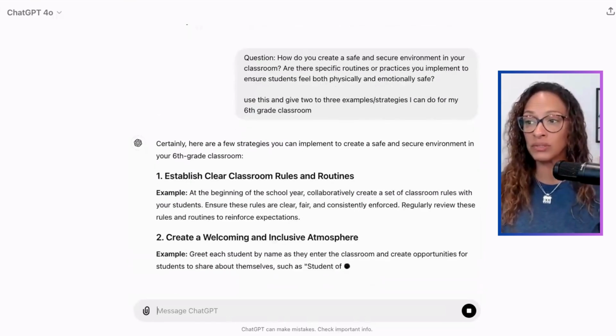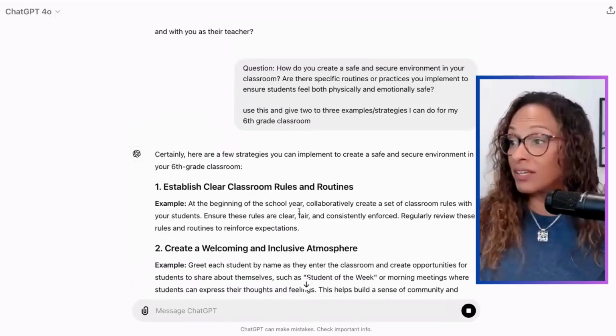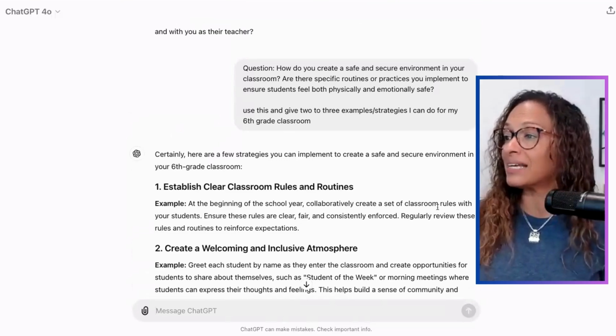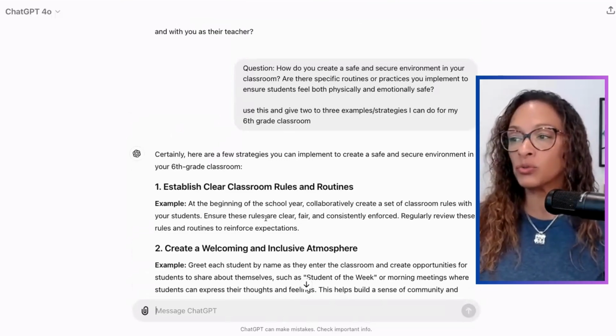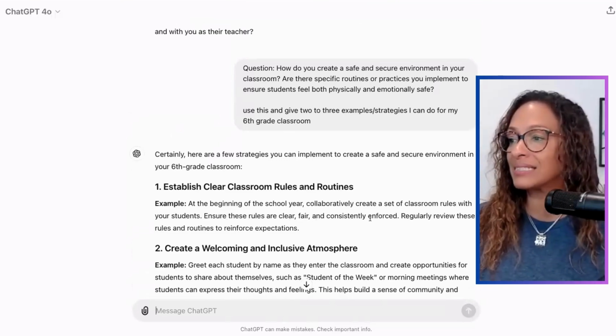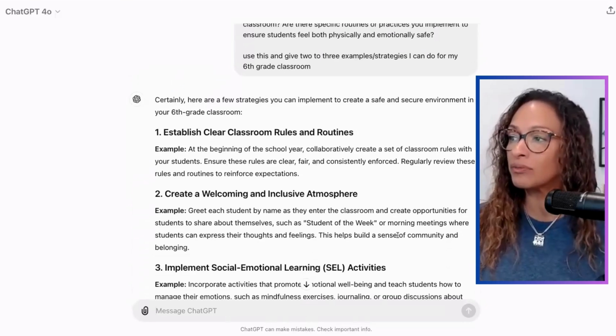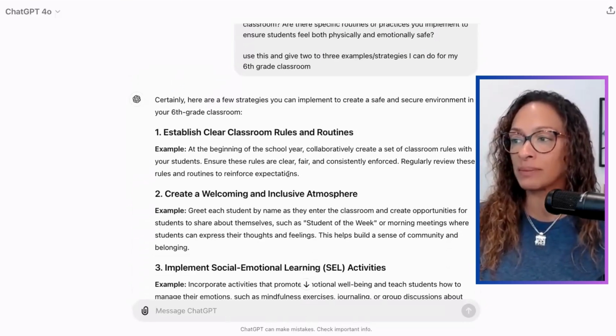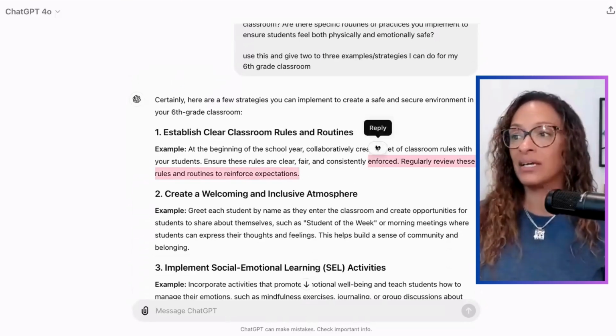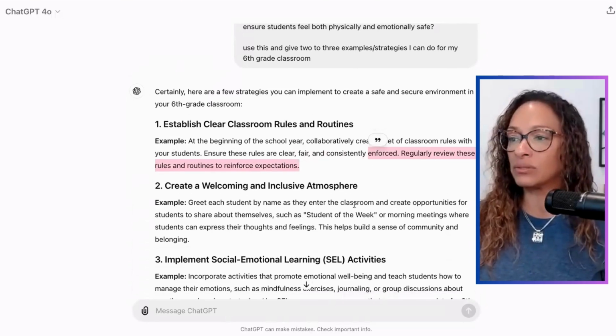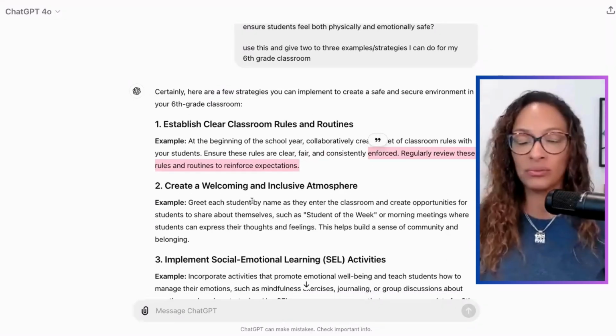Establish classroom rules and routines. At the beginning of the year, collaboratively create a set of classroom rules with your students. Ensure these rules are clear, fair, and consistently enforced. Regularly review these rules and routines to reinforce expectations. I like this. Create a welcoming and inclusive atmosphere. Greet students. Students like to be called by their actual name and not the name you make up for them because you couldn't pronounce it. Figure out how to pronounce it.